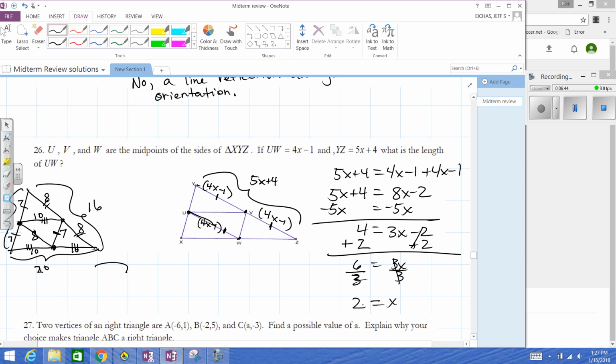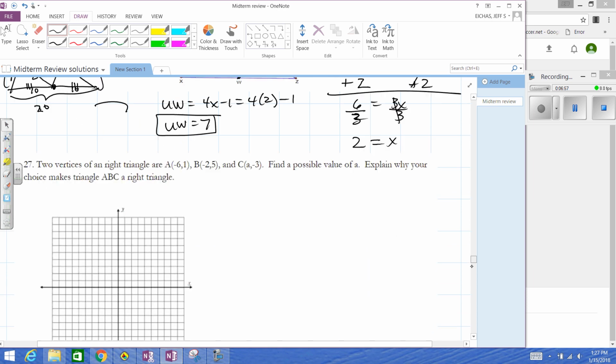And what is the length of UW? So you have to plug back in. So 4x minus 1, so 4 times 2 minus 1 equals 7. UW equals 7. All right, keep going.